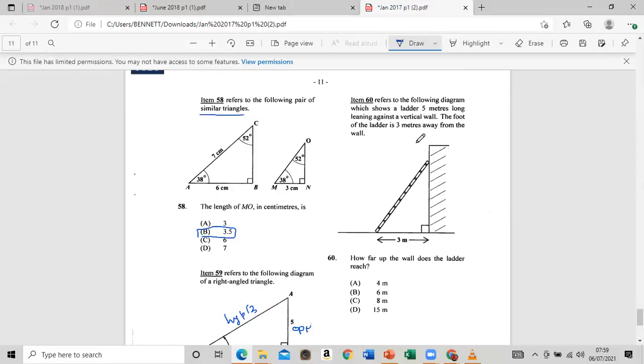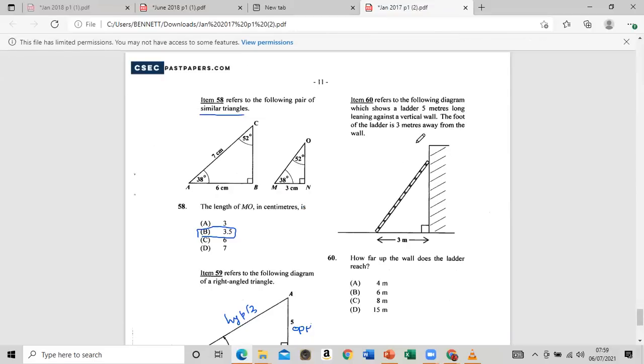All right. So item 60 refers to the following diagram, which shows a ladder of 5 meters. Oh, this is a ladder, so it's 5. Just put in what you get, guys. As I get it, you put it in, all right? Long, leaning against a vertical wall, the foot of the ladder is 3 meters away from the wall. How far up the wall does the ladder reach?